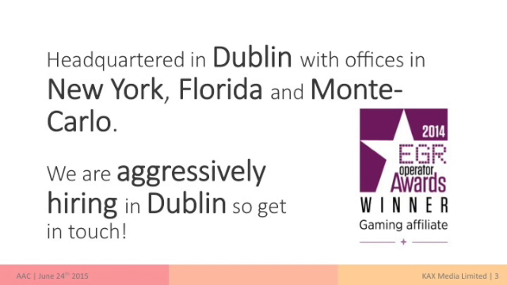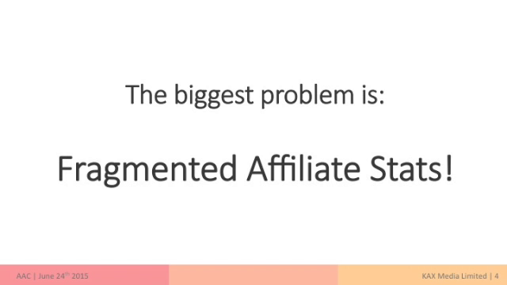So the title of the panel is how to solve the biggest problem for affiliates, and you're all probably wondering, well, what is the biggest problem? The biggest problem is the fact that all the affiliate stats that are fundamental to you running your business are in completely different formats in 800 different websites, and it's totally fragmented. For you to get at that data and get it integrated and normalized and streamlined is extremely difficult. So I'll talk a bit today about how to fix that.